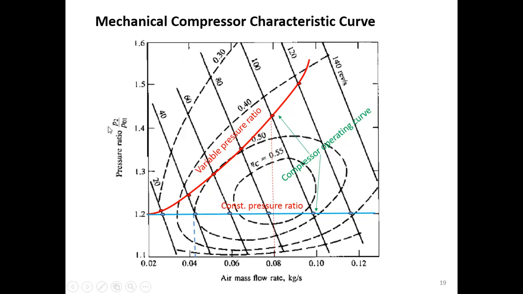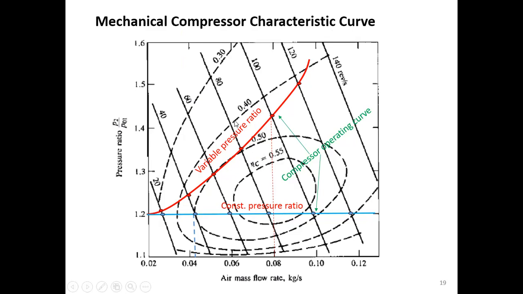Okay, so overall, the compressor characteristic curve will give you 4 parameters. The first one is the pressure ratio. The second one is the air mass flow rate. The third one is the speed. And the last one is the efficiency of the compressor. Okay. How do we use this compressor characteristic curve? We use it in order to plot the way that we are going to operate the compressor.